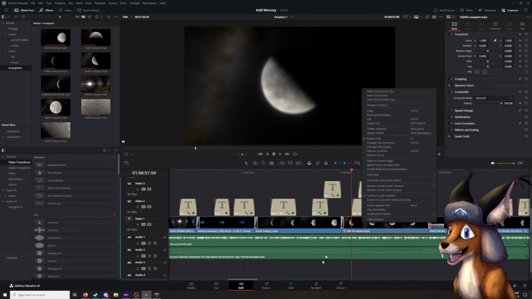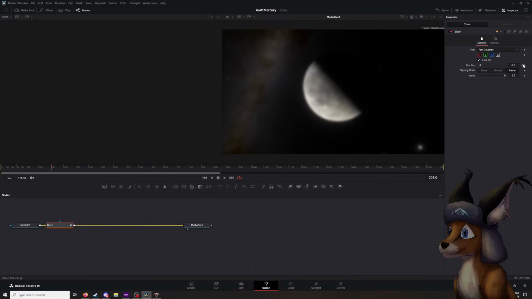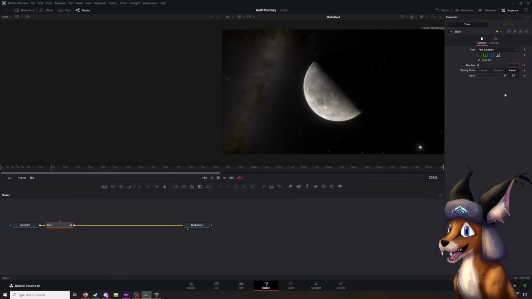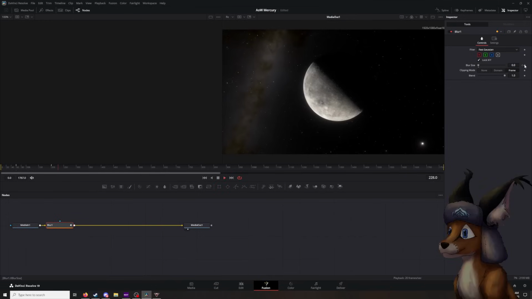I have to do this because if I just hit the Fusion tab, it'll go to whatever is at the top of the layer. So I'll do this, and then we're going to set both of these to 0 so that there's no blur. And then I will play it for like half a second. I had the wrong thing selected. And we'll set it to 8.